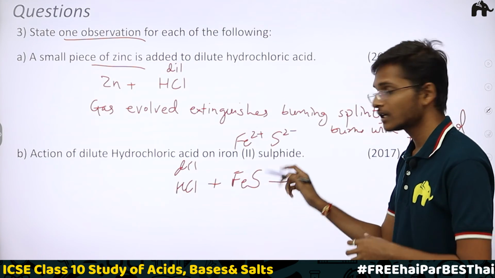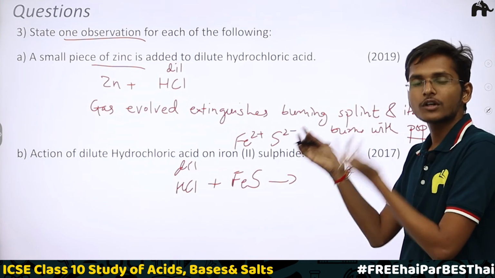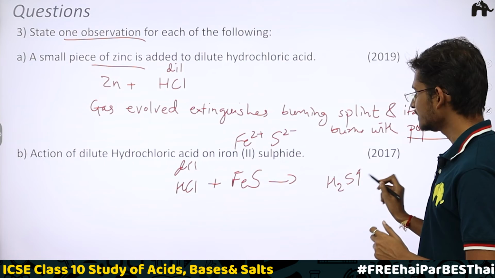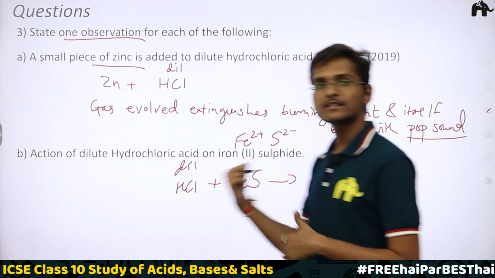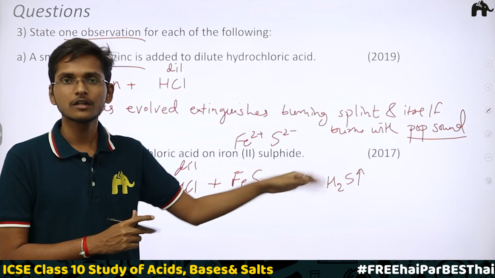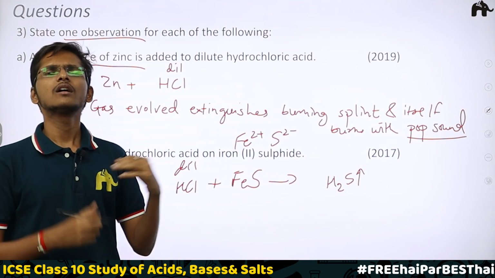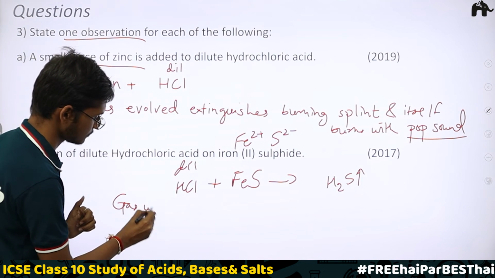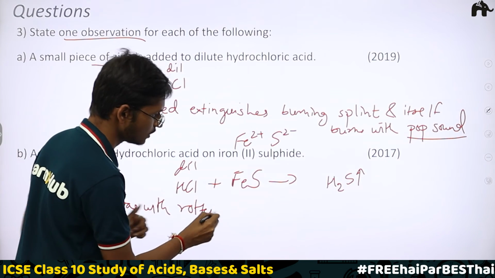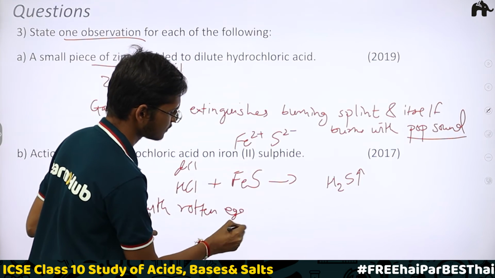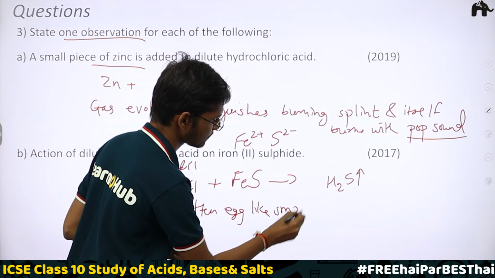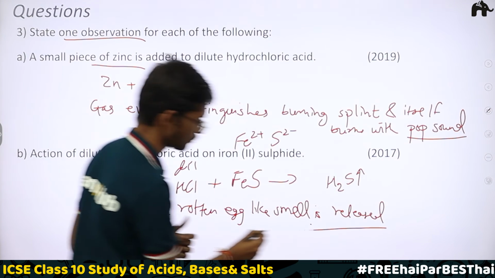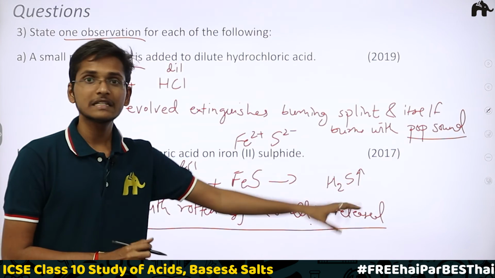See, dilute acids on metallic sulfides, just now we have seen what they give us: metallic salts and hydrogen sulfide gas is released. So the observation would be that hydrogen sulfide gas is released, but we won't write that. We would write a test for this gas. So what is the test? A gas with rotten egg smell is released, correct? Because we know hydrogen sulfide gas has a rotten egg like smell.